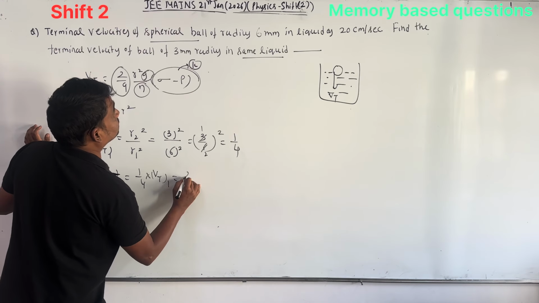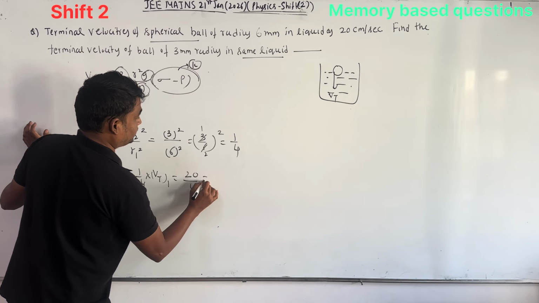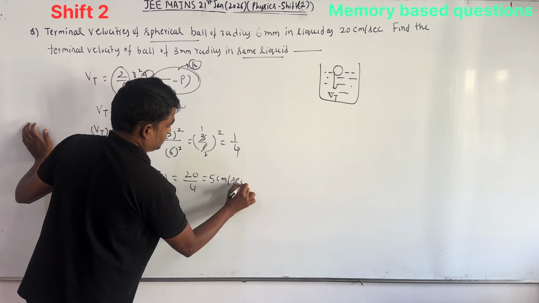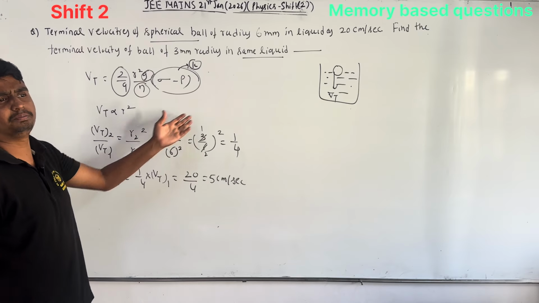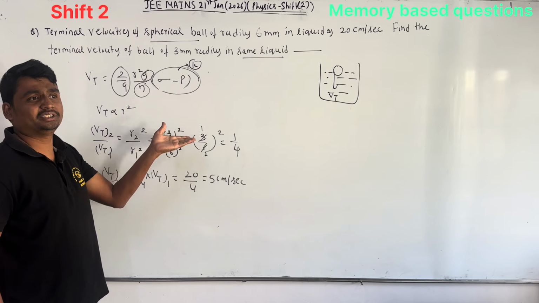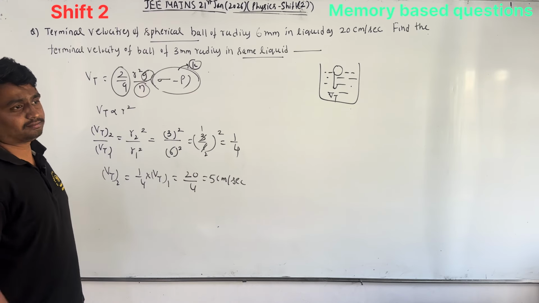Now how much is terminal velocity 1? 20 by 4, we got it as 5 centimeter per second. So it's a very easy question, a direct formula based question we can easily answer. A simple board question, asked in the JEE Mains.